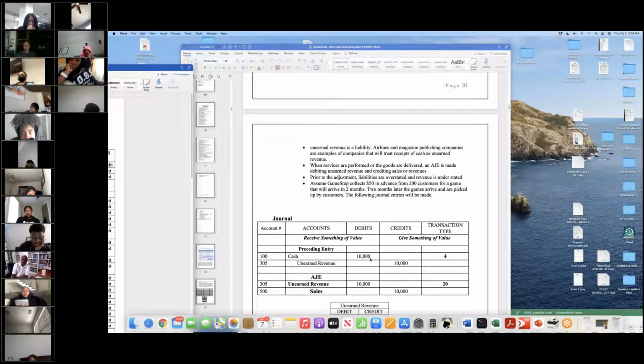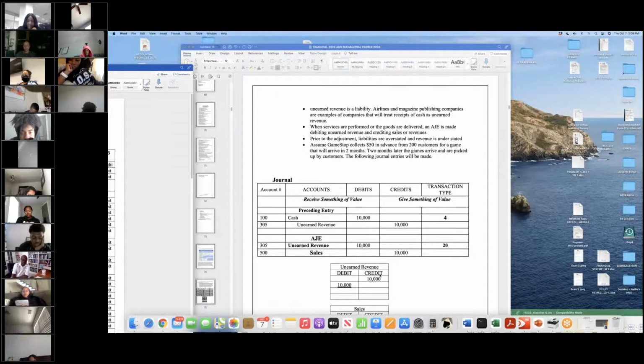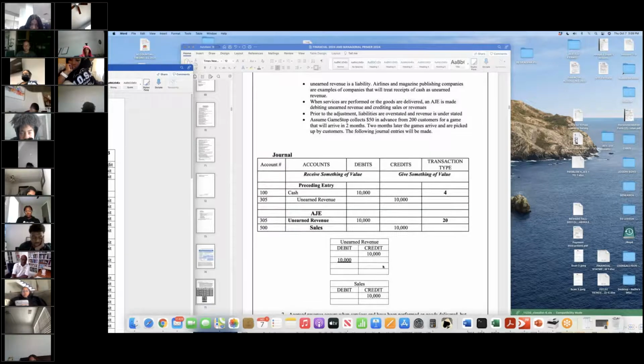But it's nice to run a company where you can get your cash in advance. If we don't make that entry, what happens? Unearned revenue is overstated. It should be zero. Sales are understated. So that's why we make the adjusting entry.